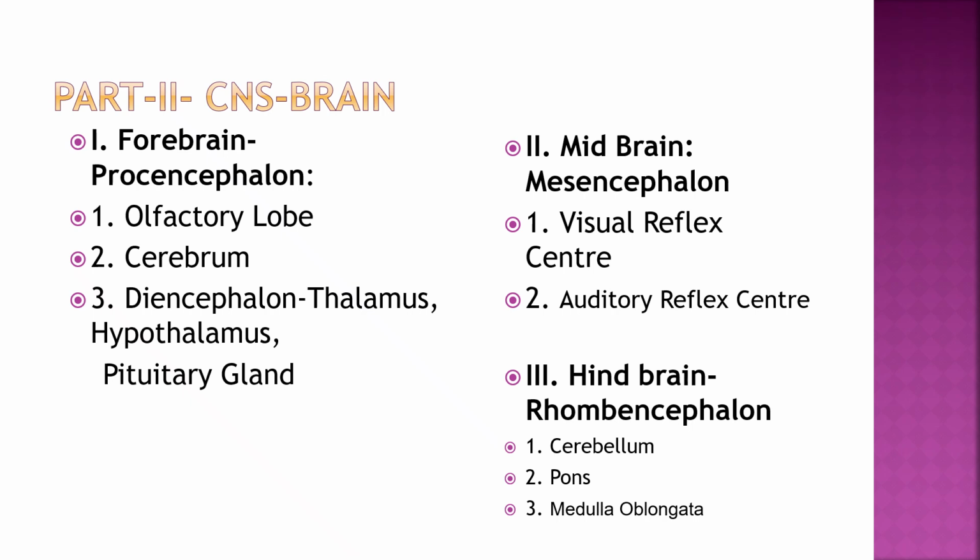Now we will see part 2, that is in detail the central nervous system and other systems. First is the central nervous system. It consists of the brain, and the brain consists of forebrain, midbrain and hindbrain. Forebrain is also called prosencephalon. It has the olfactory lobe, cerebrum, and diencephalon, which consists of thalamus, hypothalamus and pituitary gland. The midbrain, also called mesencephalon, consists of the visual reflex center and auditory reflex center. Hindbrain, also called rhombencephalon, consists of cerebellum, pons and medulla oblongata.